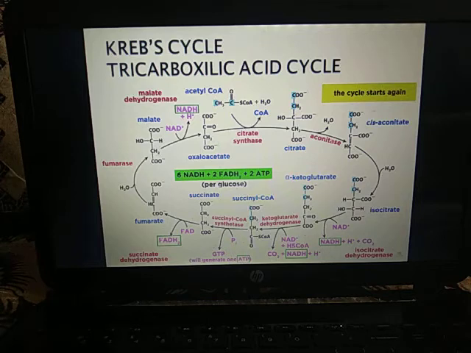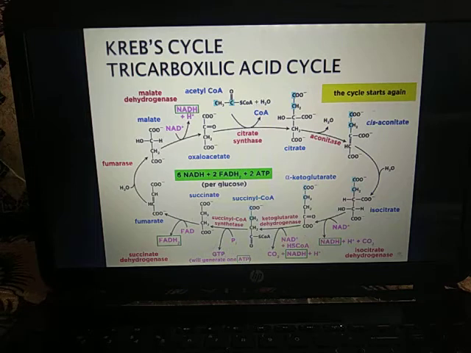Now oxidative decarboxylation of ketoglutarate. A third oxidative decarboxylation occurs when alpha ketoglutarate is both dehydrogenated with the help of NAD plus and decarboxylated by an enzyme complex alpha ketoglutarate dehydrogenase.